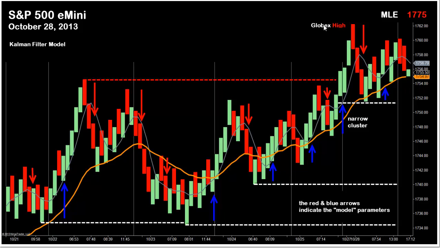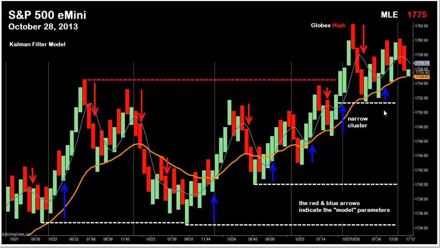1754 and auctioned up to a new high at 1762. The rally up to 1762 encountered a lack of buying interest. Selling pressure entered the order flow as the S&P sold down from the high and pulled back at or near 1751. During Friday's session, prior to the market closing at the high, a narrow cluster of trade developed between the 1752 and the 1748 price level.